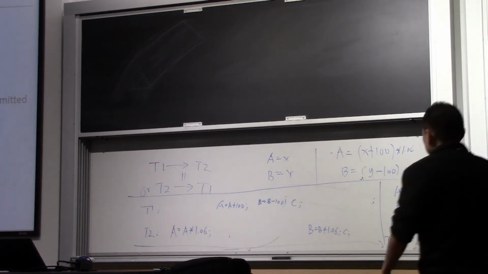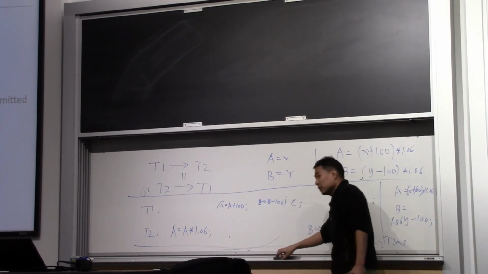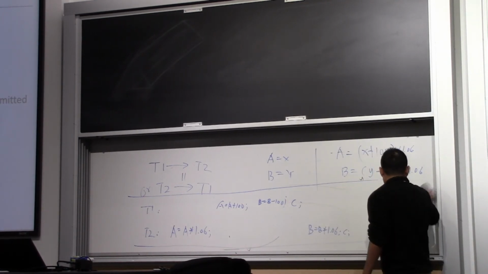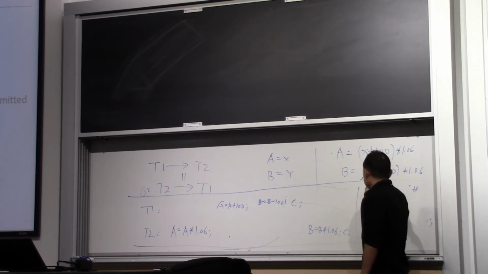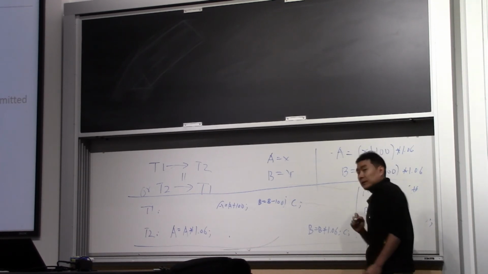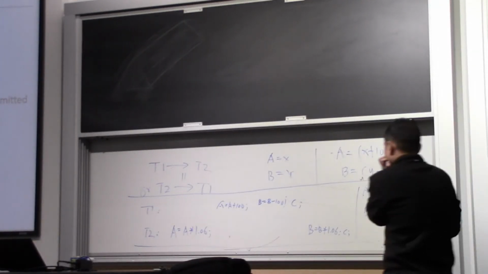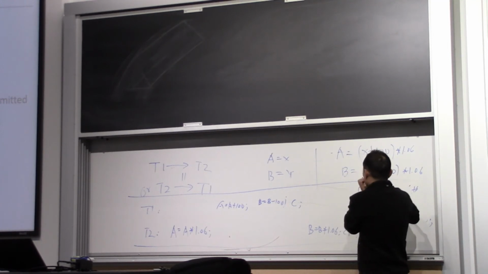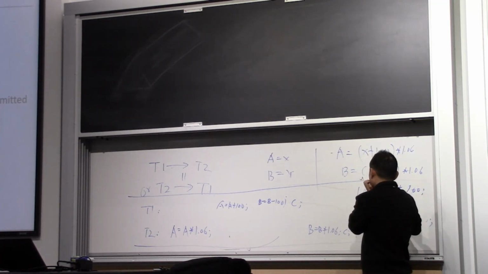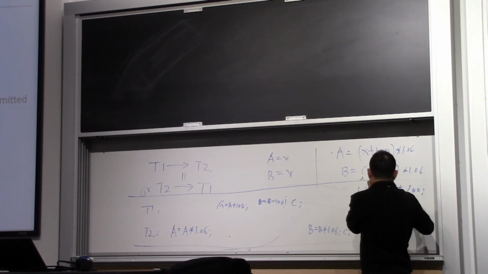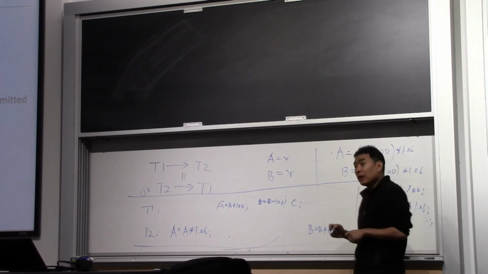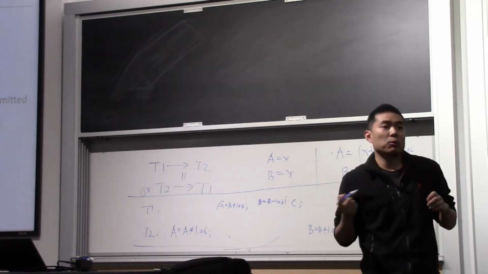Why should you not be okay with this? Can someone tell me what's wrong with this? What's the value of A and B at the end of the day? A is X times 106 plus 100. What's the value of B? B is Y minus 100 times 106. Very good. So in this case, the value of B is okay, but not the value of A.